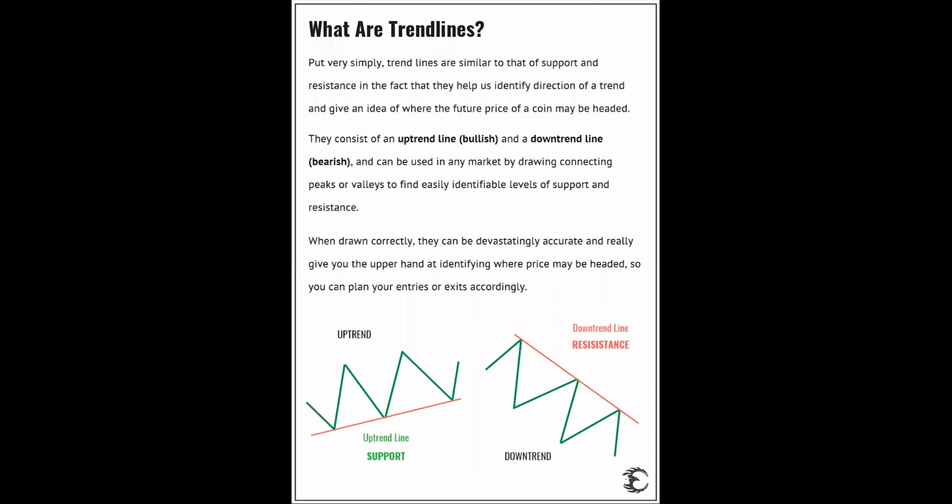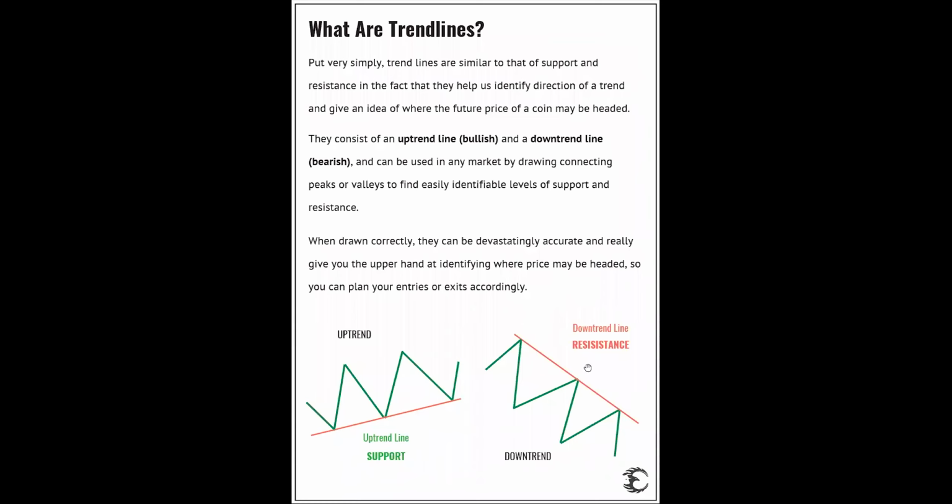So what are trend lines? Well, put very simply, trend lines are similar to support and resistance in the fact that they help us identify the direction of a trend and give us an idea of where the future price of a coin may be headed. So yeah, it's pretty simple. Consider them like levels of areas of support and resistance or areas of interest, like what we said in last week's video. They consist of an upward trend line, which is bullish, and then a downward line in the bearish scenario, which we can see here.